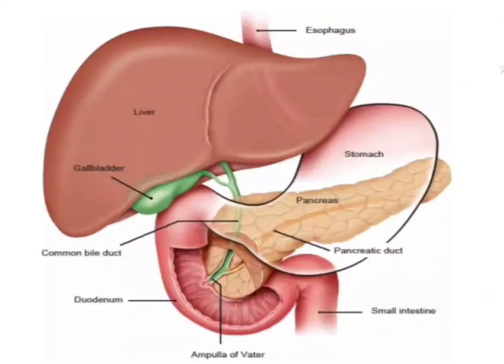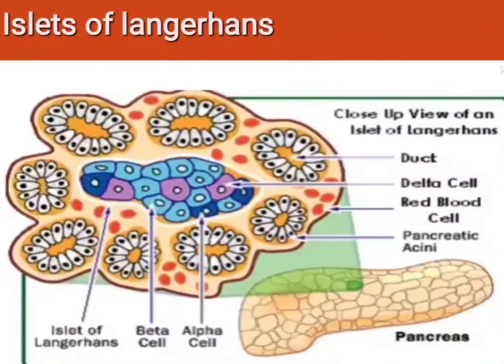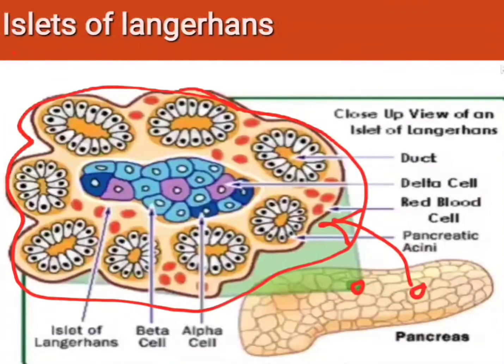In this image you can clearly see how the pancreas is situated behind the stomach. The gallbladder and the pancreas are both connected to a single duct which then enters the duodenum. Now coming to the structure of the pancreas, it consists of small groups of specialized cells called islets of Langerhans. If you take any small part of the pancreas and see it in microscopic view, this specialized structure of cells is called the islets of Langerhans.